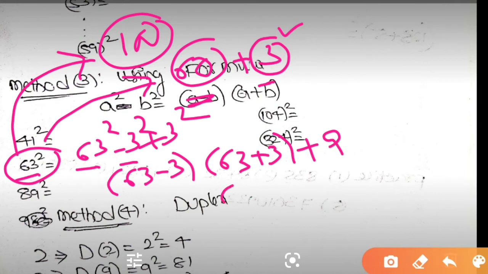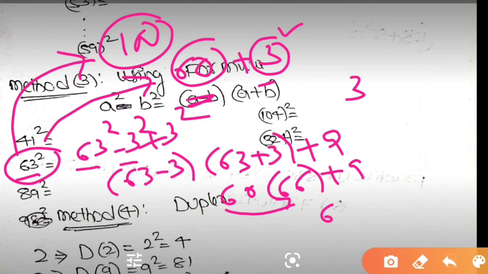63 minus 3 is 60, 63 plus 3 is 66, plus 9. So multiply with 6: 6 sixes are 36. Here we have 3, so 36 plus 3 is 39. Here we have 0, that's why I am writing 0 here. Plus 9. So we get 3969.